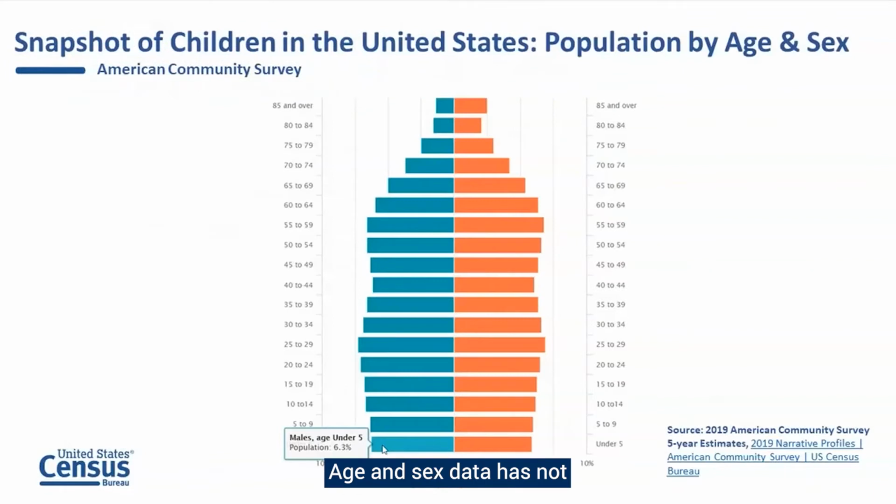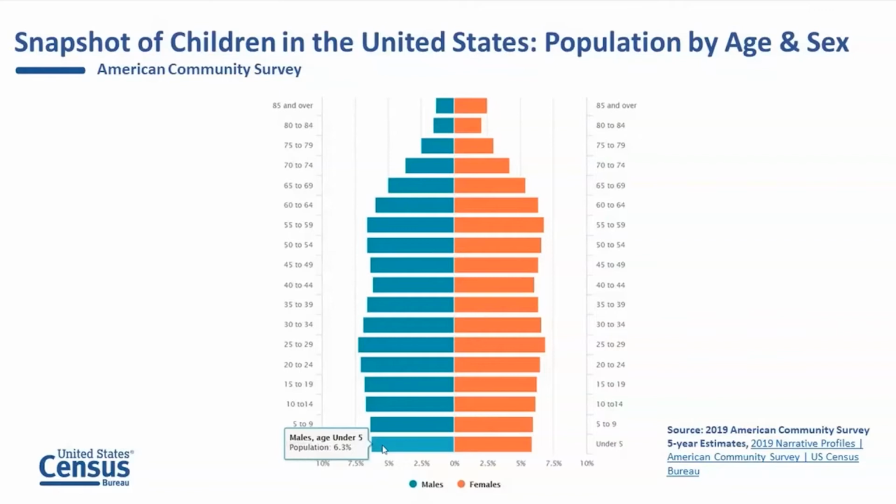Age and sex data has not yet been released from the most recent census, but we can view population by sex and specific age group in this population pyramid from the Census Bureau's largest survey, the American Community Survey. And you'll see at the bottom right, this comes from the 2019 American Community Survey estimate. Each bar on the pyramid represents the proportion of that segment in relation to the overall population. Males are in the teal blue bars on the left, and females are shown in the orange bars on the right.